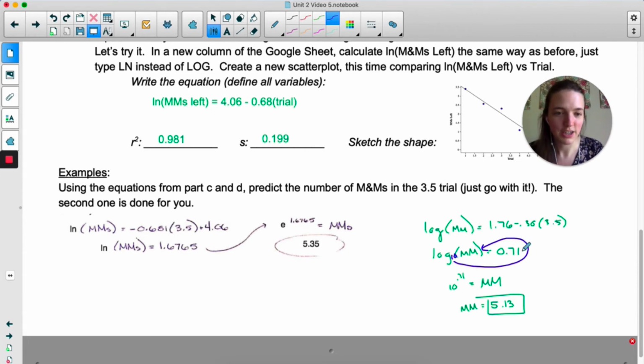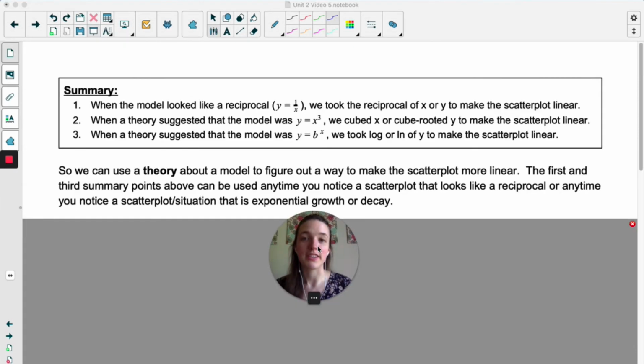So 10 to the 0.71 equals M&Ms. That's here, 5.13. And exact same thing over here for natural log, except natural log is base e. So that's e to the this number equals that number. Okay, so here's our summary.